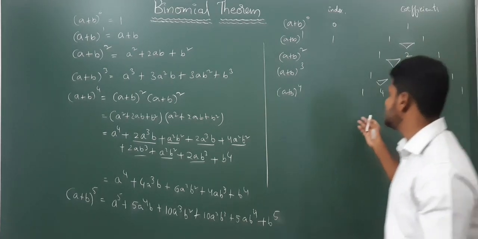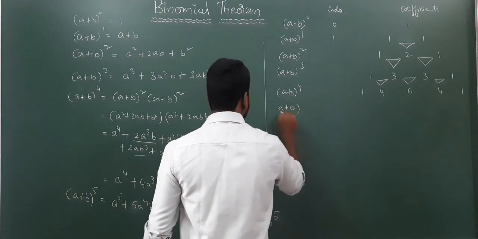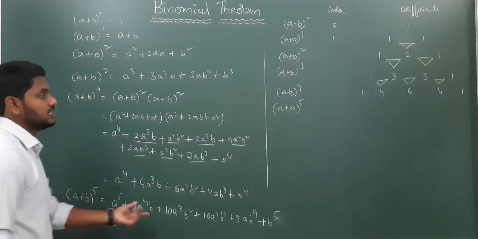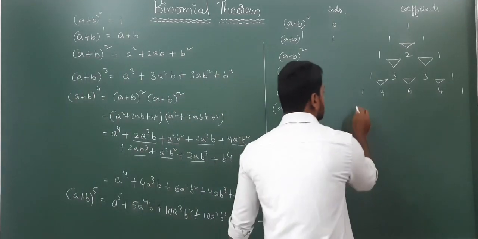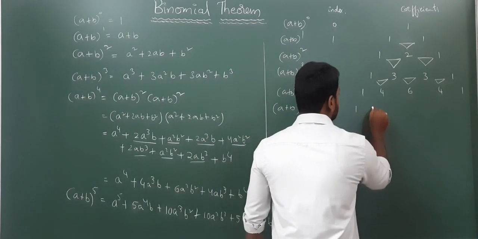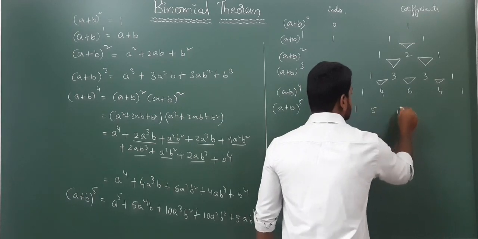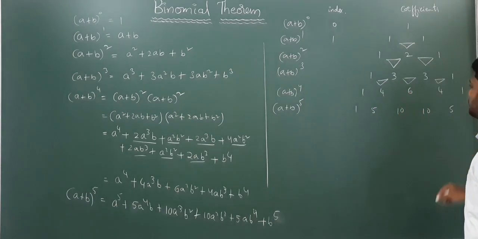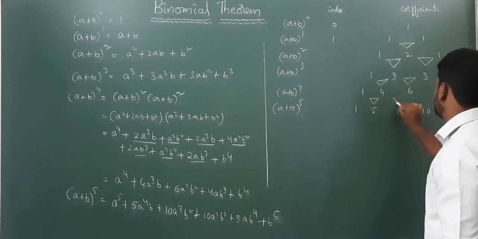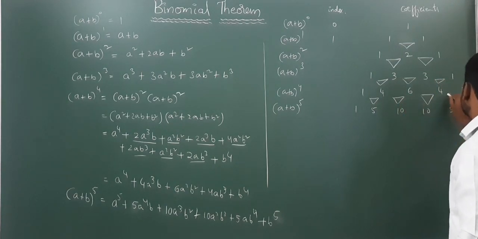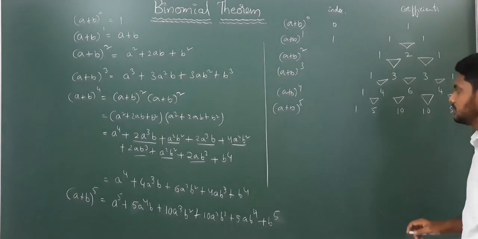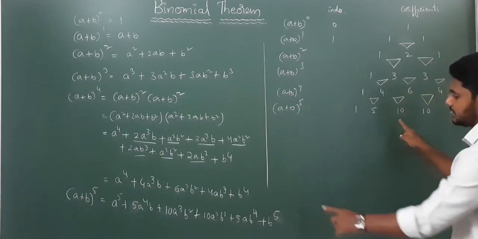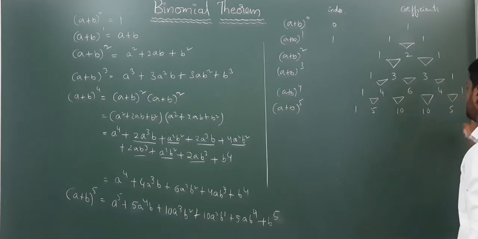Next, you can tell easily. Without knowing the formula of a plus b whole power 5, easily you can tell what those coefficients will be. So they are like 1, 5, 4 plus 6 is 10, 6 plus 4 is 10, and 4 plus 1 is 5, and next one is 1. Right? So this is what we consider Pascal's triangle. Here if you observe, 1, 5, 10, 10, 5, 1.